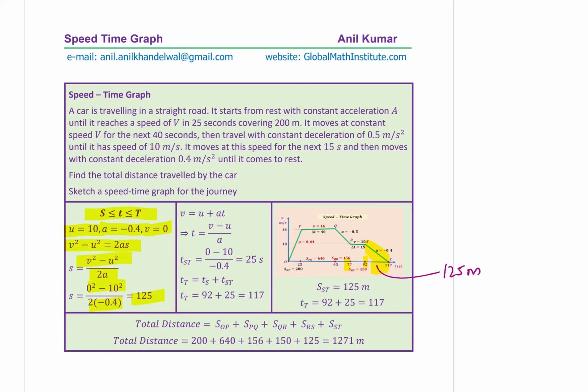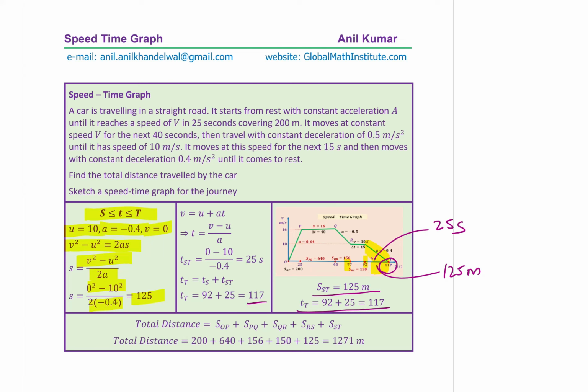Let's find the duration during this. V equals U plus AT, T is V minus U over A. Substituting values, we get 25 seconds as the duration in this particular portion. So adding this time to 92, which we found earlier, we get total time of 117. So the journey lasts for 117 seconds, and the distance traveled during this time we just found was 125 meters, right? So that is the total time.